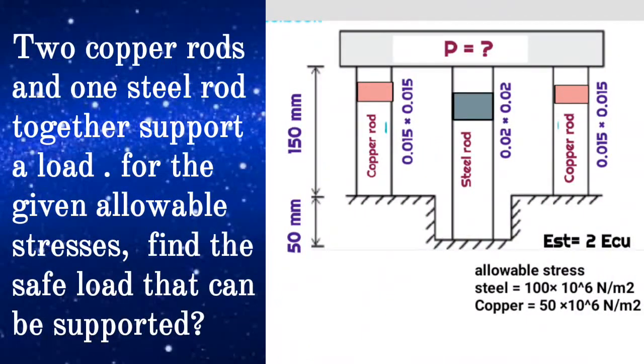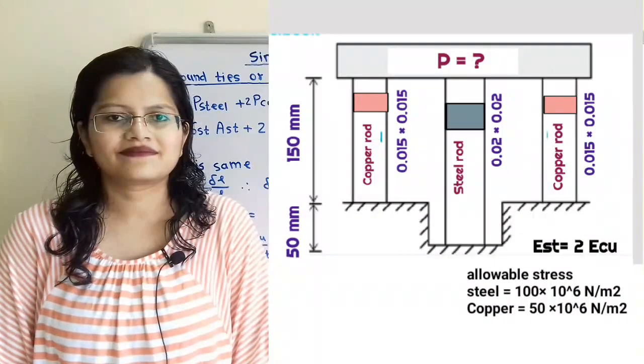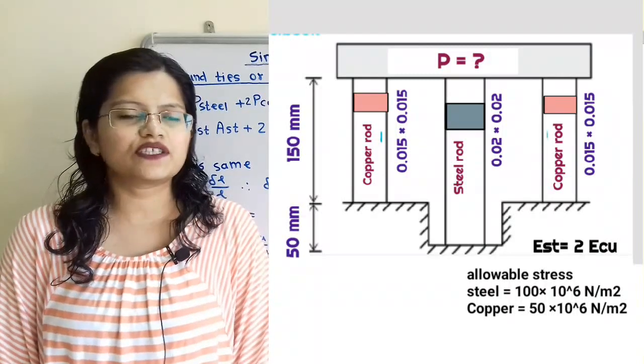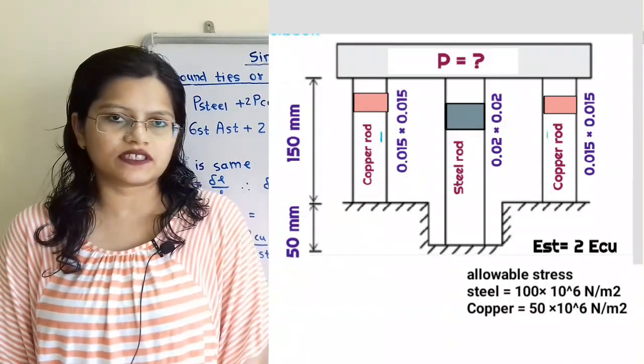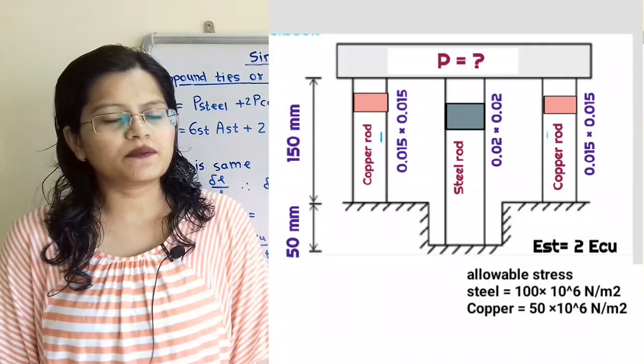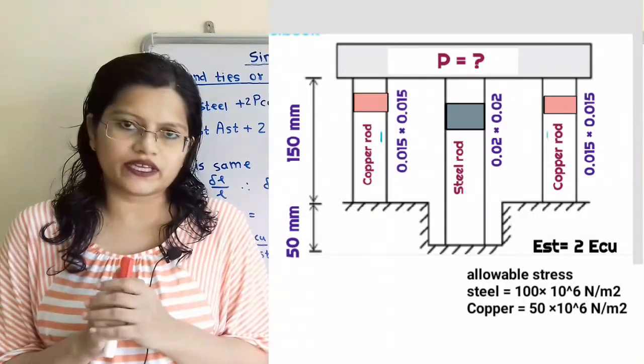Given question: two copper rods and one steel rod together support a load. For the given allowable stresses, find the safe load that can be supported. This is the question of compound ties or struts because two different materials are fastened together.